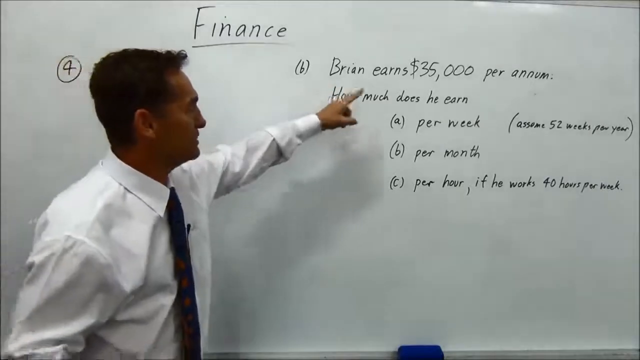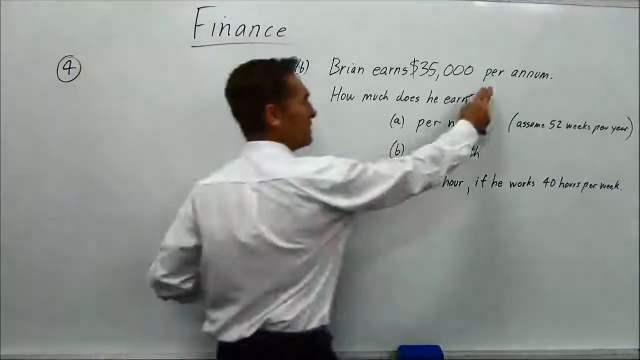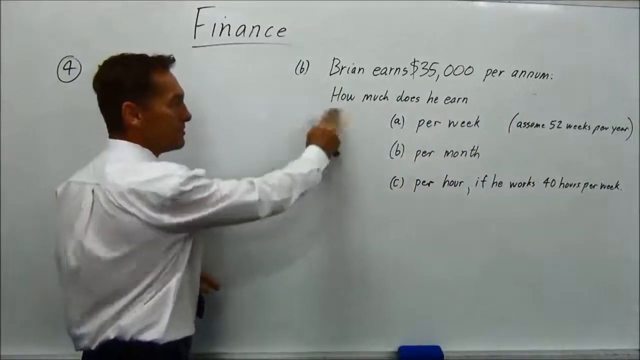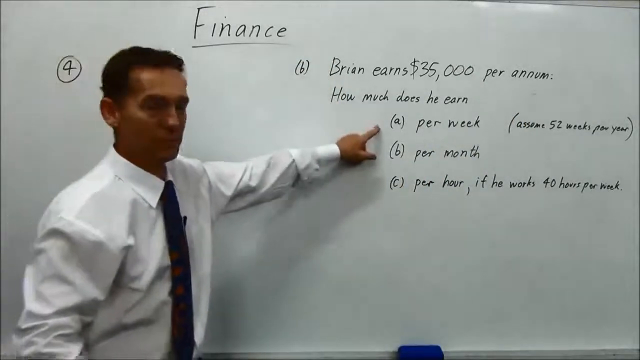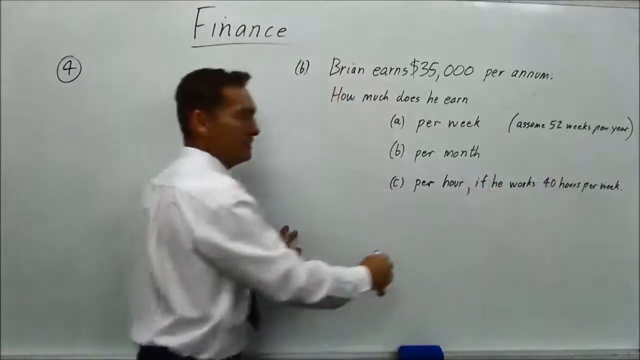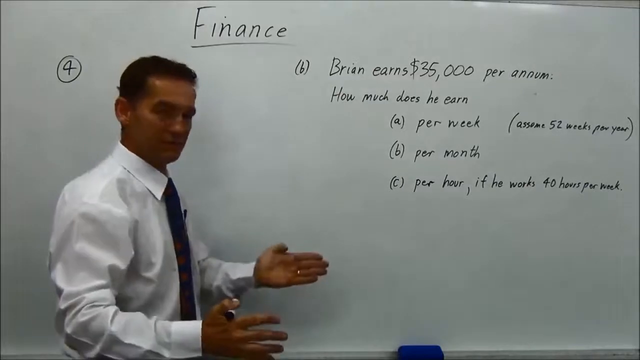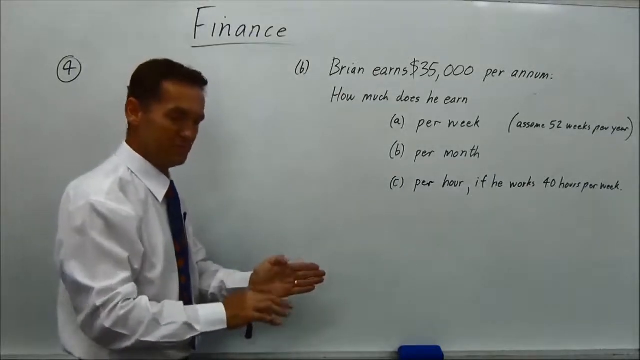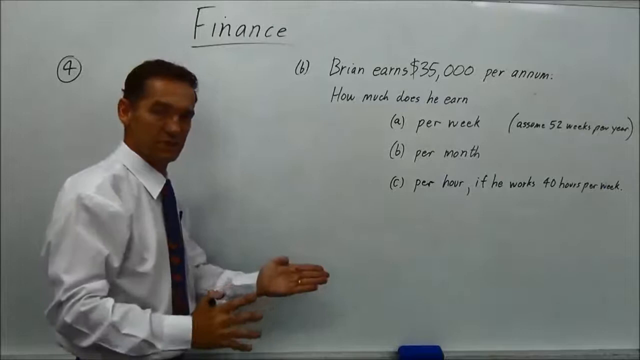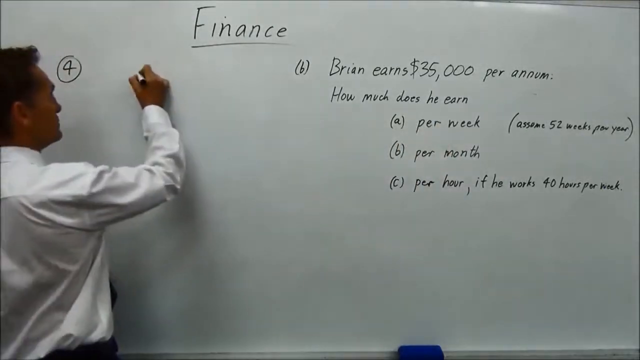G'day again, back for a second question. Okay, Brian earns $35,000 per annum. First thing you need to be aware of is per annum means per year. How much does he earn A per week? So you need to be aware, I've written assume 52 weeks per year. They don't write that, but you can assume 52. In higher level exams, they might give you a decimal, so 52 point something. So just check your formula sheet. So per week is 52. So we're going to do that first. So let's go with A.